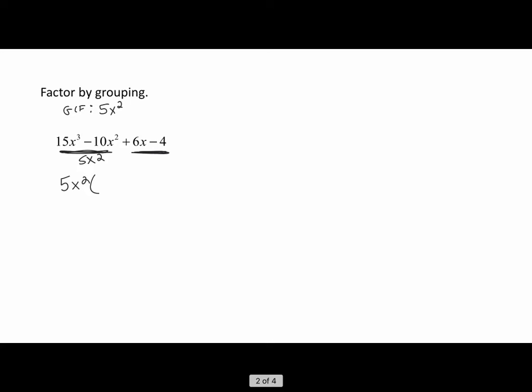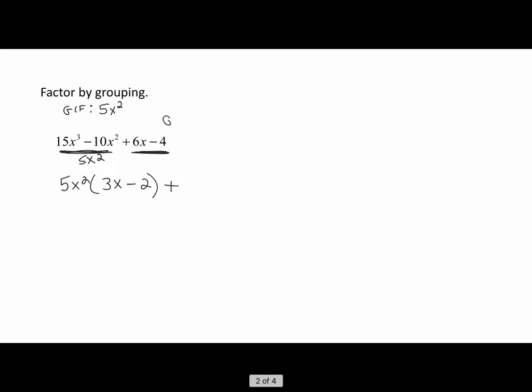For the first term, 15 divided by 5 is 3. x cubed divided by x squared is x. For the second term, I have 10 divided by 5, that's 2, and the x squareds cancel out. There's a plus sign between my groups, so whatever this sign is, this will come next. And that's why I don't use parentheses to group these.